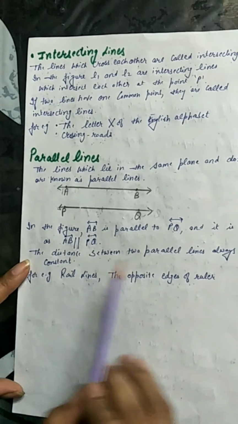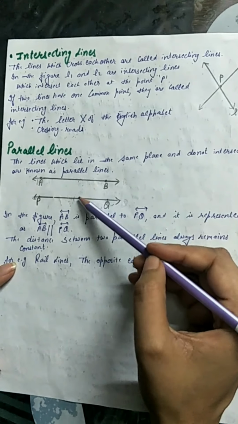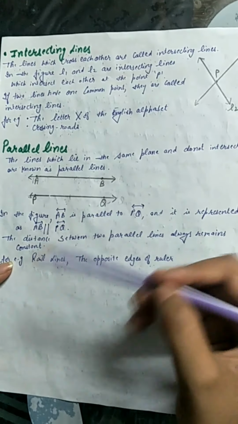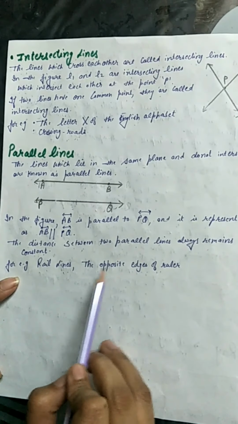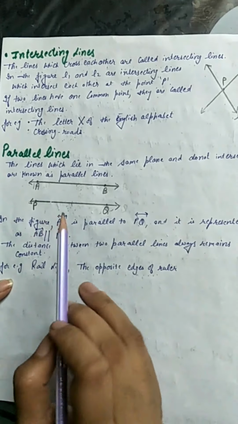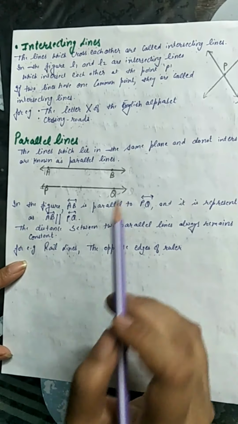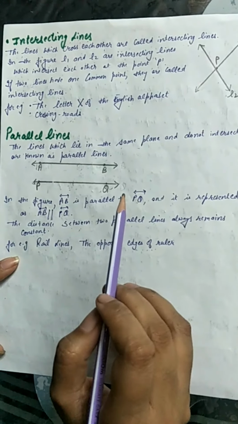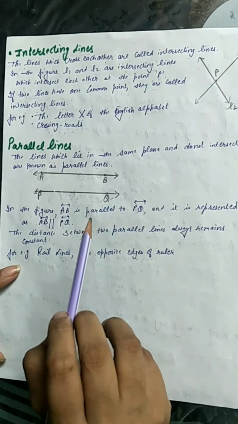Next, the distance between two parallel lines always remains constant. See, the distance between these two parallel lines always remains the same. Railway lines and the opposite edges of a ruler are examples of parallel lines. If we extend these lines on both sides, we find they do not intersect even if we extend them to any extent. So these are called parallel lines. I hope parallel lines are clear to all.